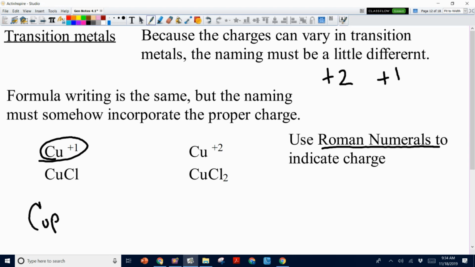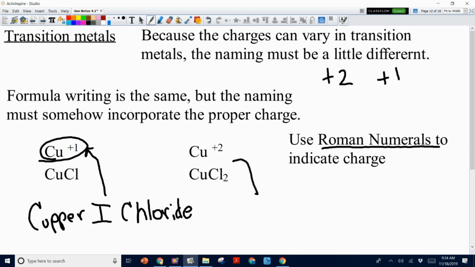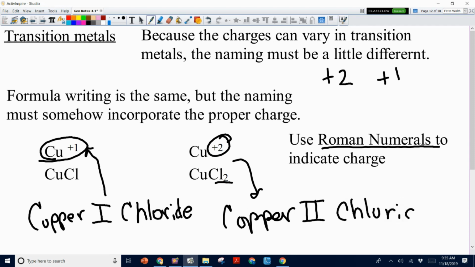So this is going to be copper 1 chloride, okay, because we used copper 1. And the name for this one is going to be copper Roman numeral 2 chloride, okay, on that one. So that's very, very simple. So that's the only difference when you're using a transition metal, is you have to use a Roman numeral to indicate what the charge of that metal was, what the ion was.